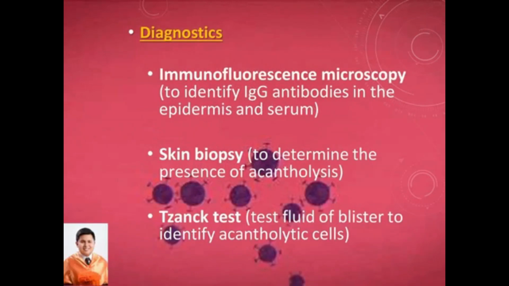Here are some very specific diagnostic exams for pemphigus vulgaris. First is through an immunofluorescence microscopy exam. Its purpose is to identify immunoglobulin G antibodies in the epidermal layer and in the blood. Another one is through a skin biopsy to determine the presence of acantholysis. And last would be the Tzanck test to assess the fluid of the blister to help in the identification of an acantholytic cell.